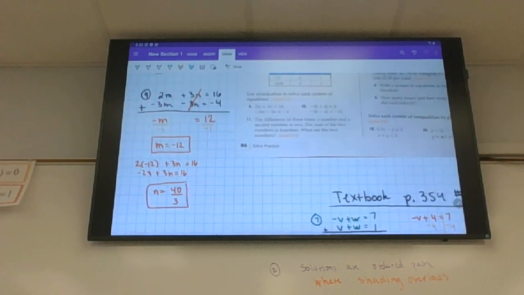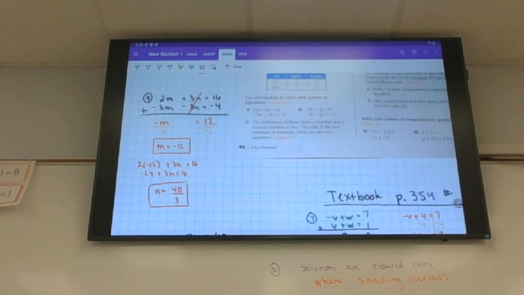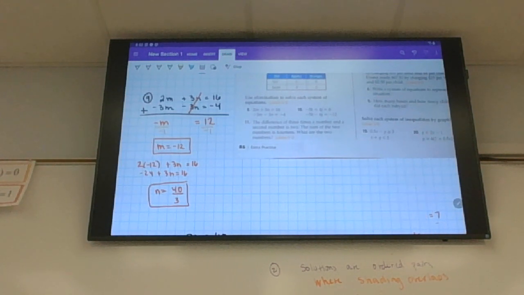Negative 12, comma 40 over 3. You add 24 to both sides. Plus 24, plus 24. And then you have 3n equals 40. n equals 40 over 3. Number 10.